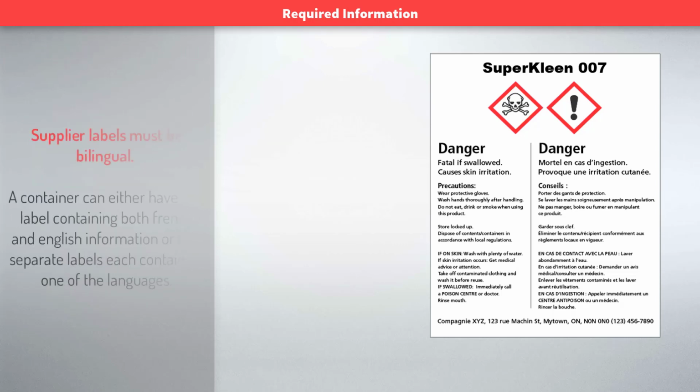Supplier labels must be bilingual. A container can either have one label containing both French and English information, or two separate labels, each containing one of the languages.